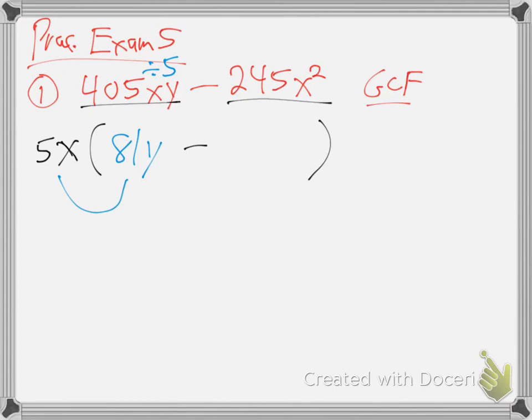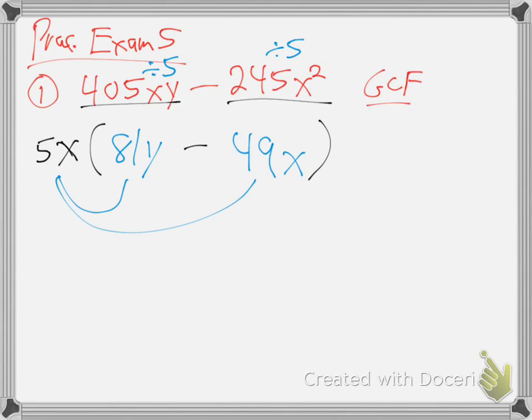And then how about the other one? Divide by 5. 49, is that what it is? X. 49x. Because if you multiply, you can double check. If you multiply 5 times 49, it'll go back to 245. And x, yeah, why is it x? Because the x times the x will go back to x squared.